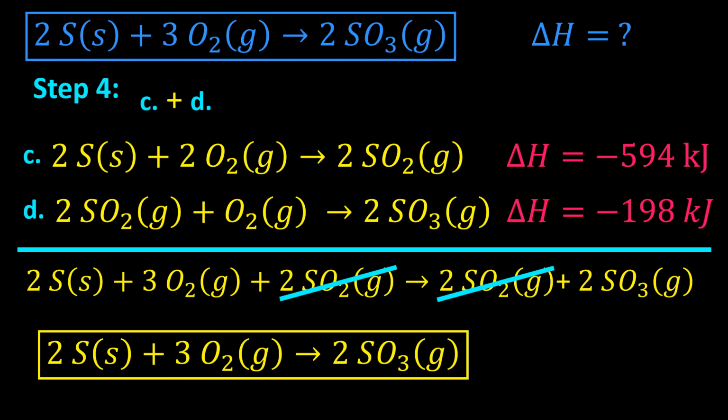So now, if we want to get delta H, what we have to do is we have to add. Since we added the thermochemical equations together, we can add the delta H's. So if we add negative 594 and negative 198, then we end up with negative 792 kilojoules as our answer.